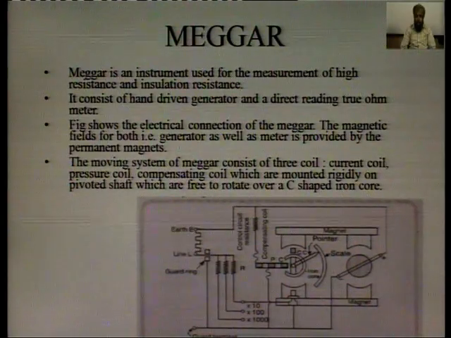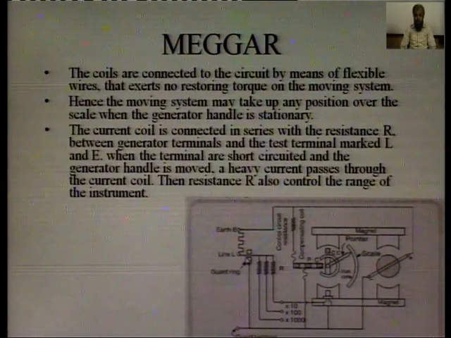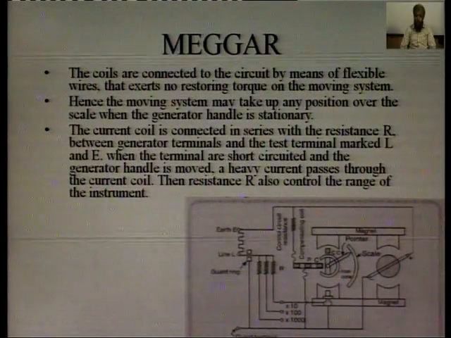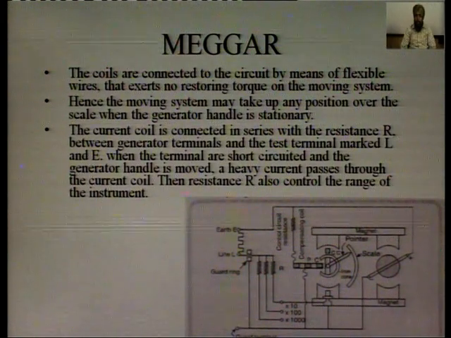The moving system of Megger consists of three coils, that is current coil, pressure coil, and compensating coil. Current coil will produce the deflecting torque. Pressure coil will produce the opposite torque, which opposes the deflecting torque, and compensating coil will provide the proper calibration of the meter. The coils are connected to the circuit by means of flexible wire that exerts no restoring torque on the moving system.